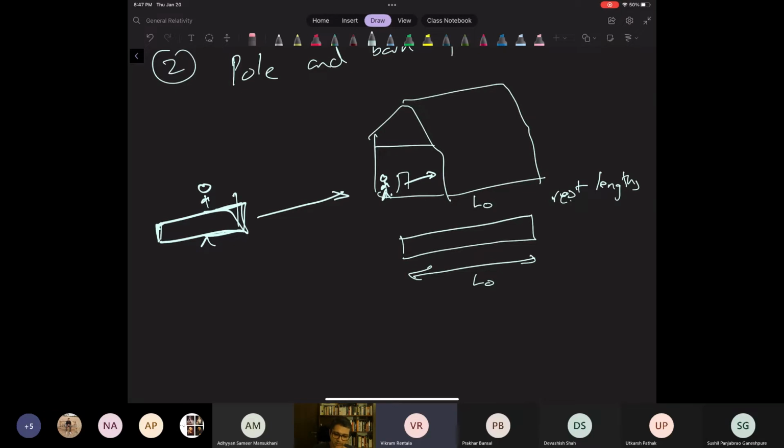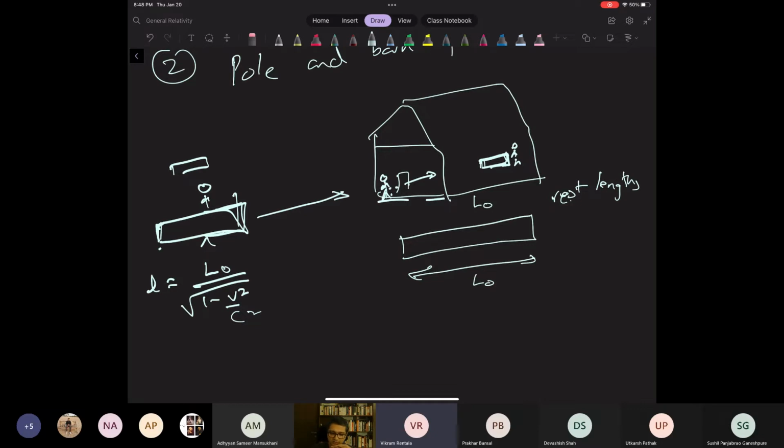Now according to the barn's perspective, the rod is moving, so the rod is length contracted. So the length of the rod is L0 times the square root of 1 minus v squared over c squared. Therefore the rod is shorter than the barn as seen by this observer. So when the rod reaches this end of the barn, you would say that now it's shorter than the barn, and therefore what should happen is that I slam the gate.